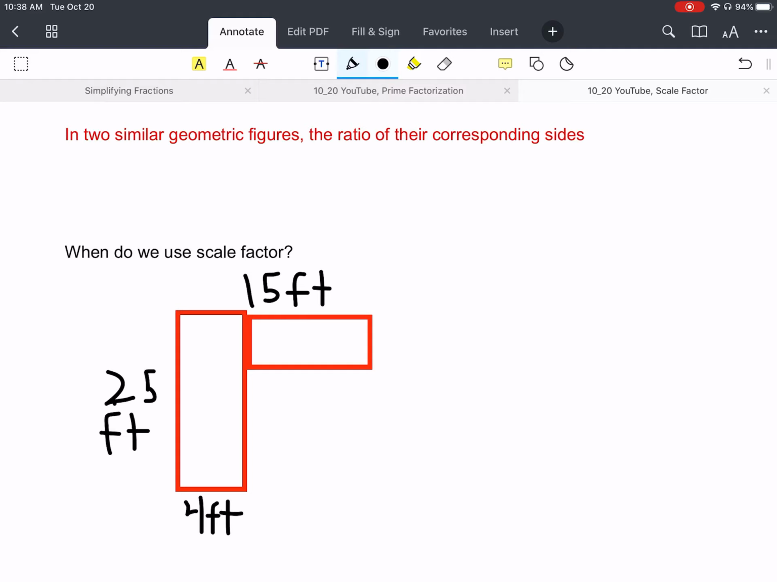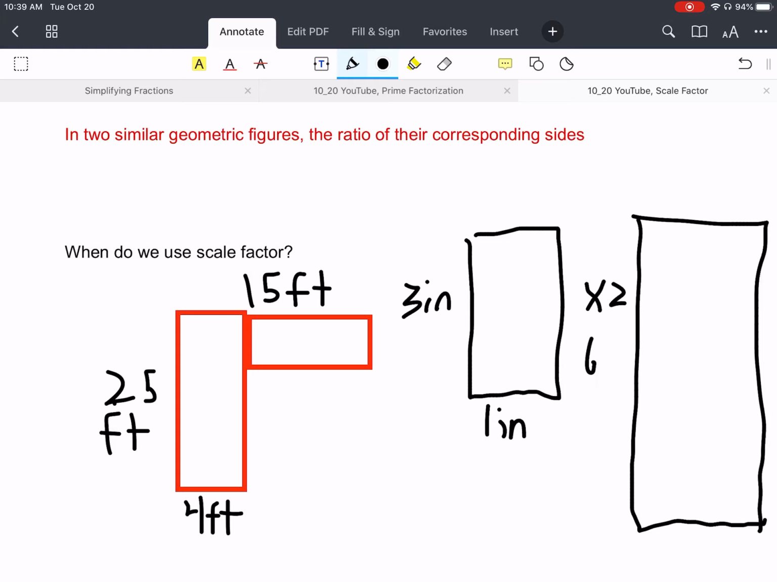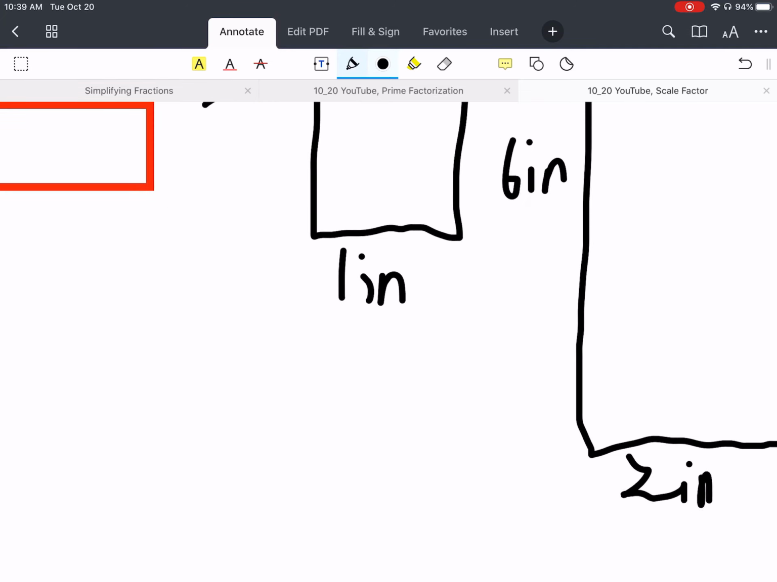So if we have a shape, we can enlarge it and make it bigger, or we can reduce it and make it smaller. But we want to keep the shape proportional. So if the length of our rectangle is 3 times bigger than the width, so 3 inches and 1 inch, if we had a scale factor of 2, we would multiply the 3 inches and the 1 inch by 2. This isn't measured correctly, but we would have something like 6 inches and 2 inches. So that way it stays proportional.